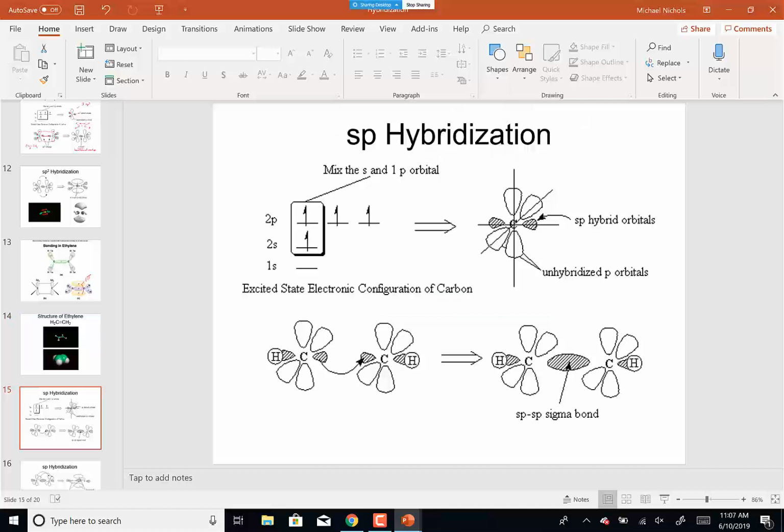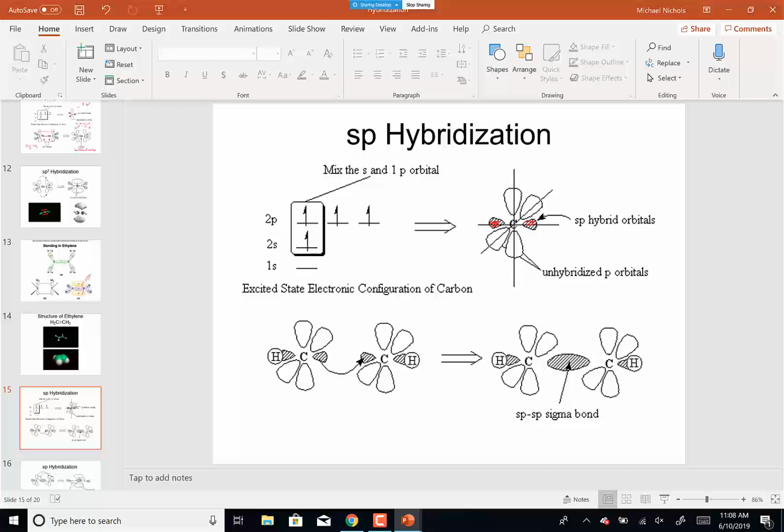All right, what if I only want to mix an s and a p? Same thing. Now what am I going to end up with? If I mix the s and the p, I'm going to end up with two hybrid orbitals. They're going to be linear because those two orbitals are going to push away from each other as far as possible.